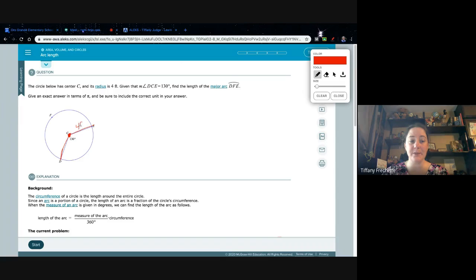They don't have this marked anywhere here. So both of these are radii. And the reason is they're going from the center to the side, from the center to the side. So that's one of the definitions we've learned about circles. Given that angle DCE is 130 degrees, which they did mark here, so DCE, find the major arc.